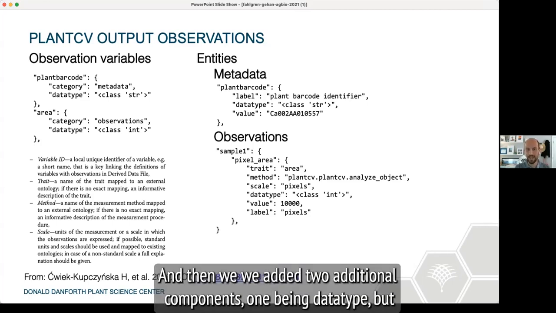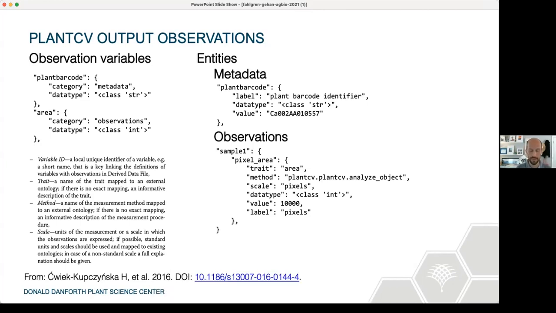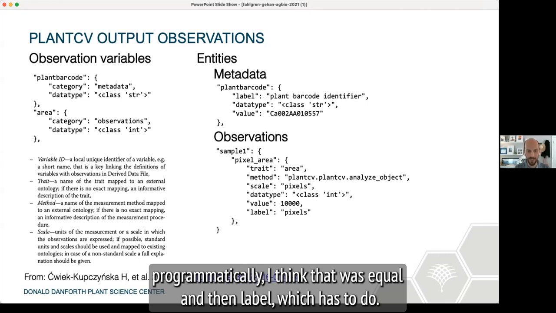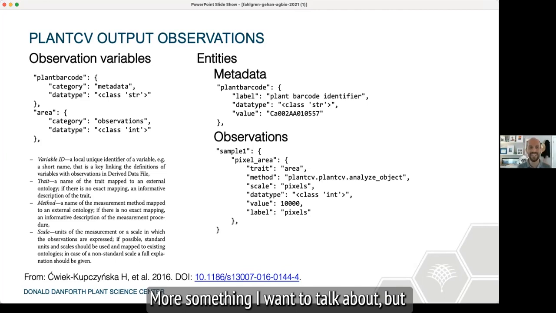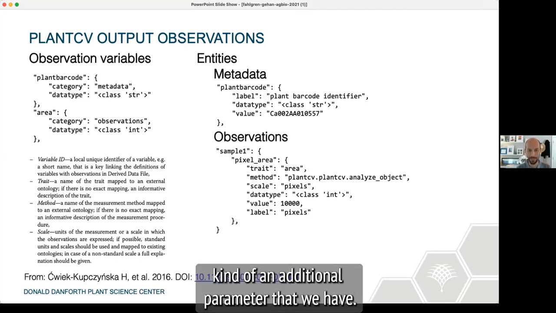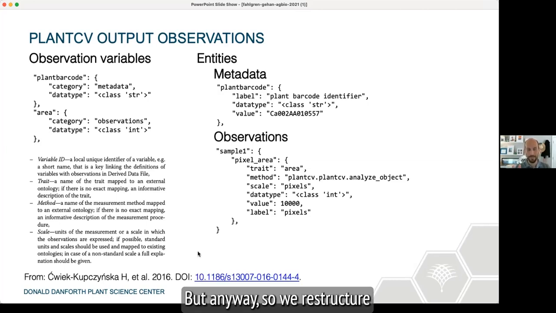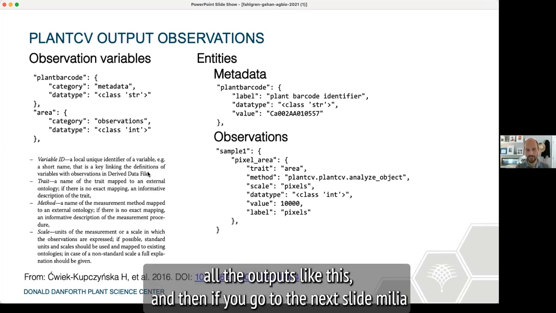And then we added two additional components, one being data type, because programmatically I think that was useful, and then label, which has to do with an additional parameter that we have, which I won't talk about. But anyway, we structure all the outputs like this.